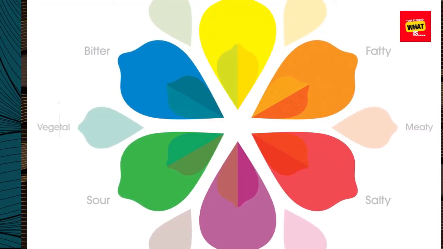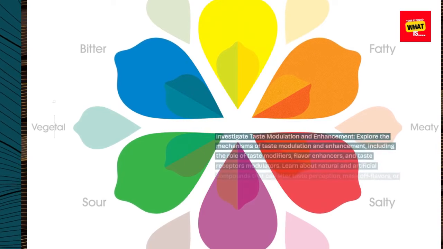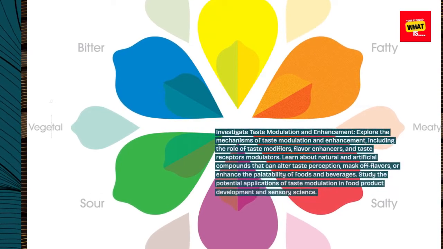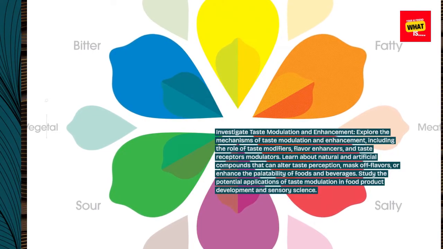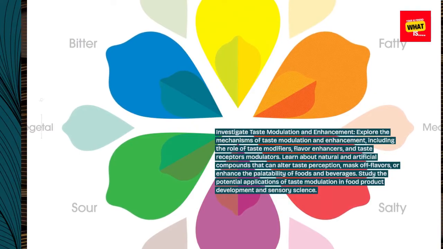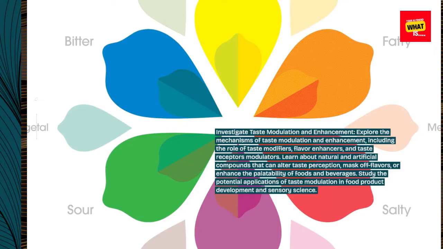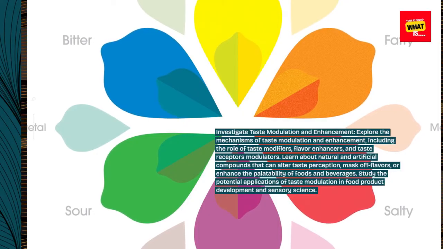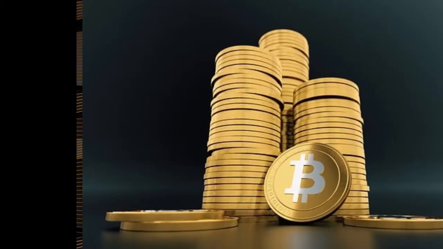Investigate taste modulation and enhancement. Explore the mechanisms of taste modulation and enhancement, including the role of taste modifiers, flavor enhancers, and taste receptor modulators. Learn about natural and artificial compounds that can alter taste perception, mask off flavors, or enhance the palatability of foods and beverages. Study the potential applications of taste modulation in food product development and sensory science.